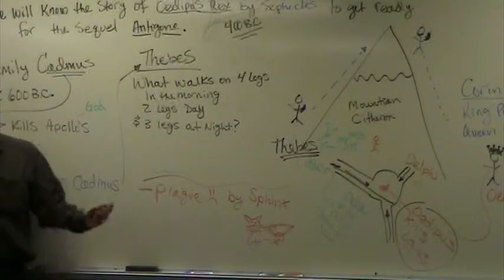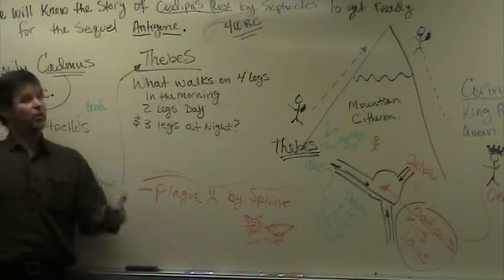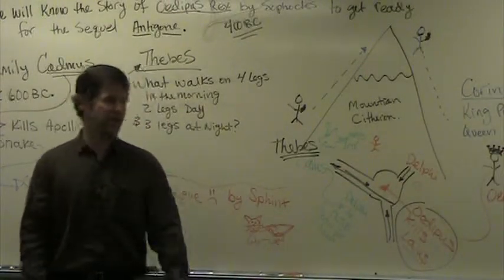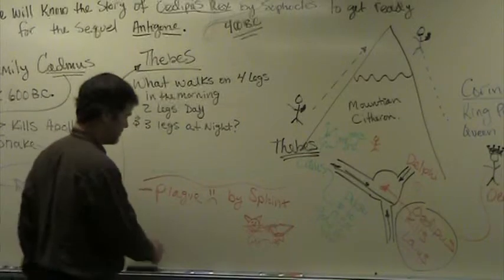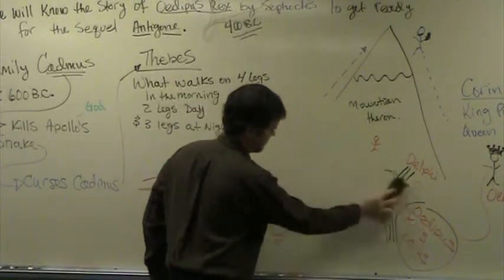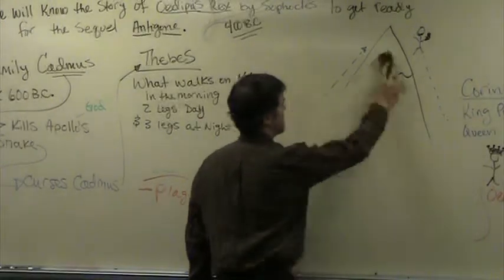Now, Oedipus, being a really wise guy, actually answers the riddle. What is the answer? It's a human. How is it a human? Four legs as a child, two legs as a kid up to an adult, and then three legs, which is a cane, as an elder.